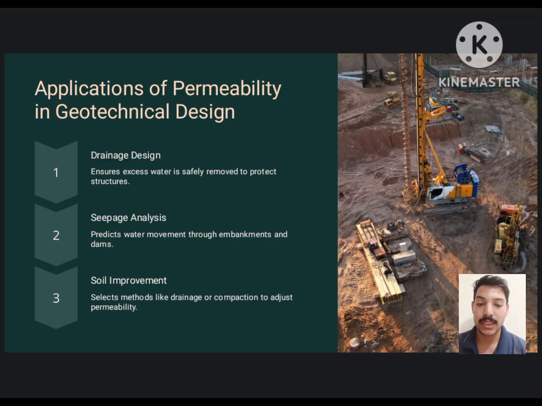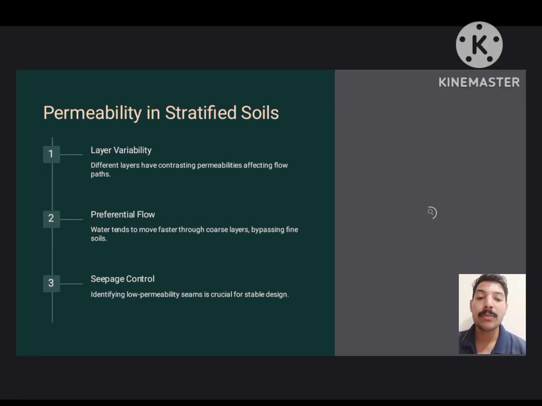Also, the application of permeability in geotechnical design. Drainage design ensures excess water is safely removed to protect structures. Seepage analysis predicts water movement through embankments and dams. Soil improvement selects methods like drainage or compaction to adjust the permeability.